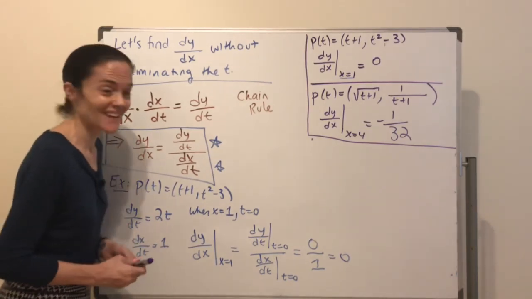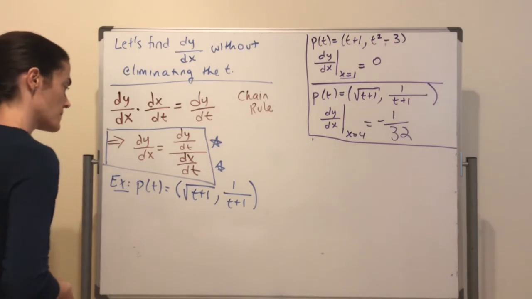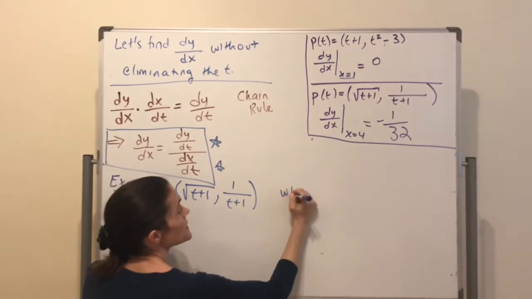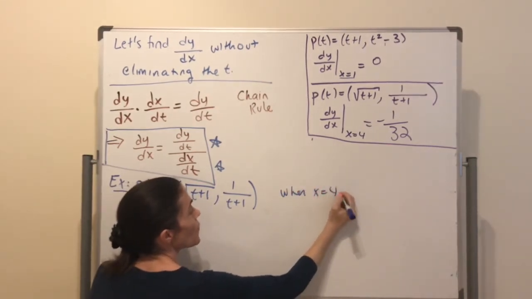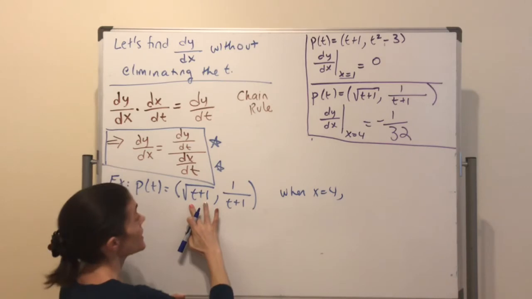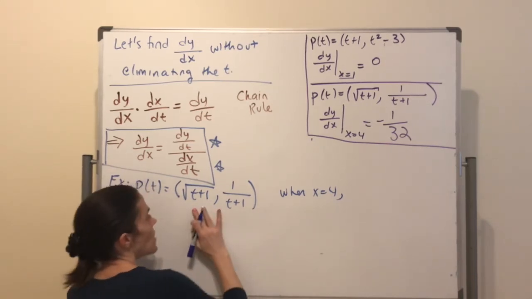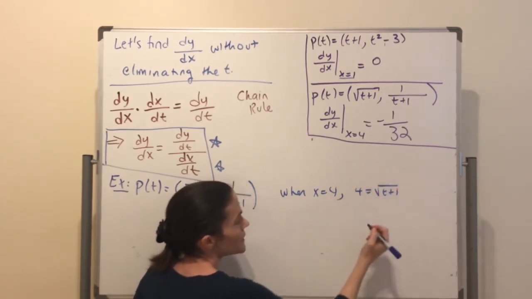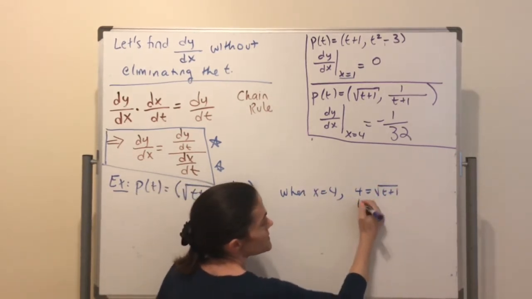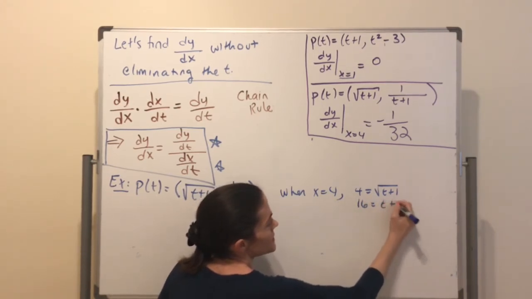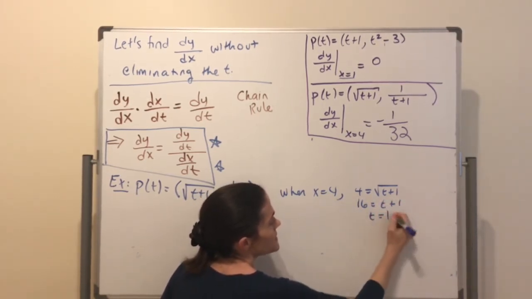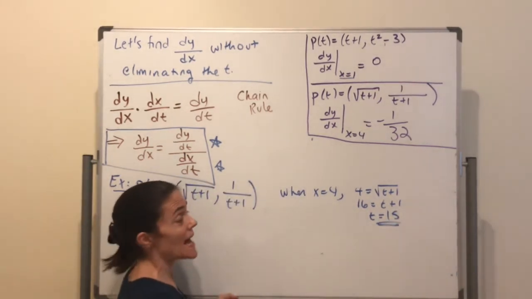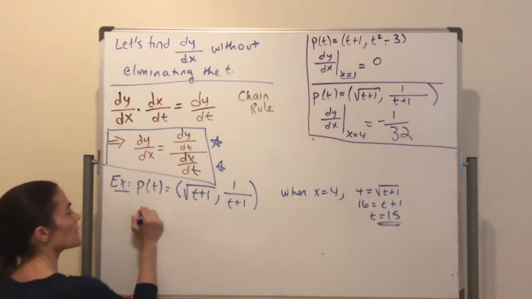Let's move on to the second one. Here, maybe I will just do this initially when x equals 4. We put 4 here. This is the square root of t plus 1. We square both sides. We get 16 is t plus 1, so t is 15. So whatever I get, I will be evaluating at t equals 15.